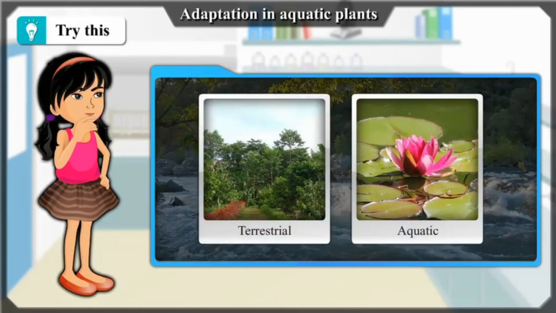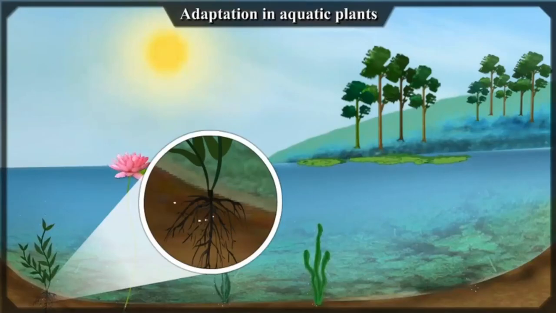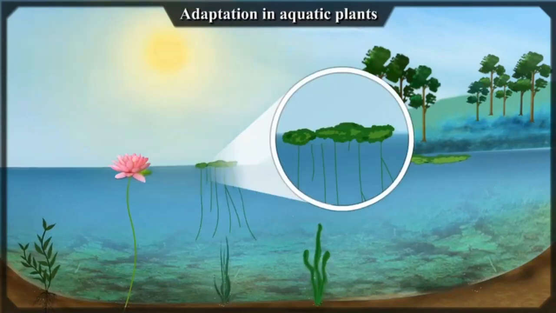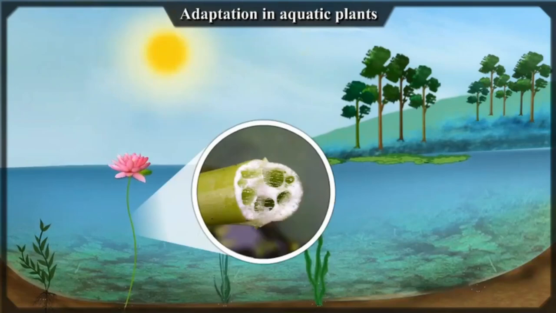Some of the aquatic plants are firmly rooted in the soil at the bottom of the water bodies. Their stems are submerged while leaves and flowers float on the surface. However, some plants are entirely afloat. Their roots are not anchored in the soil. The surfaces of leaves and stems of many aquatic plants are covered with a waxy layer.